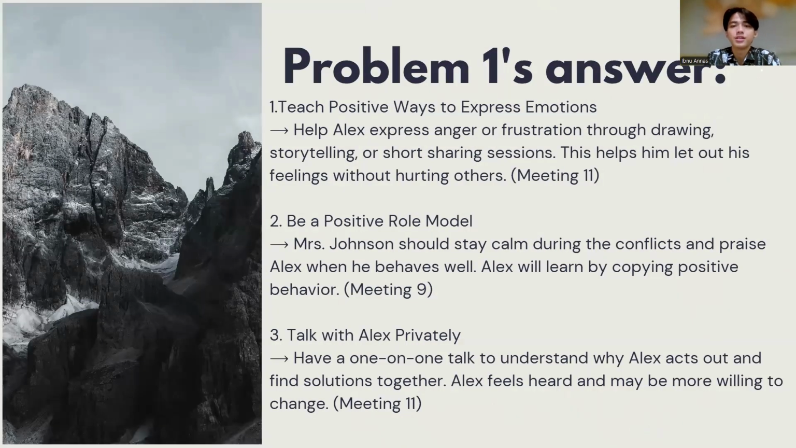The first strategy, teach positive ways to express emotion, like helping Alex express his anger or frustration during class through storytelling or maybe a short sharing session, with open-ended questions also. This also helps him express his feelings without hurting others. And the second is be a positive role model. Miss Johnson should stay calm during class, during the conflict, and praise Alex when he behaves well, even just a little. So Alex will learn to copy positive behavior through Miss Johnson's positive role modeling.